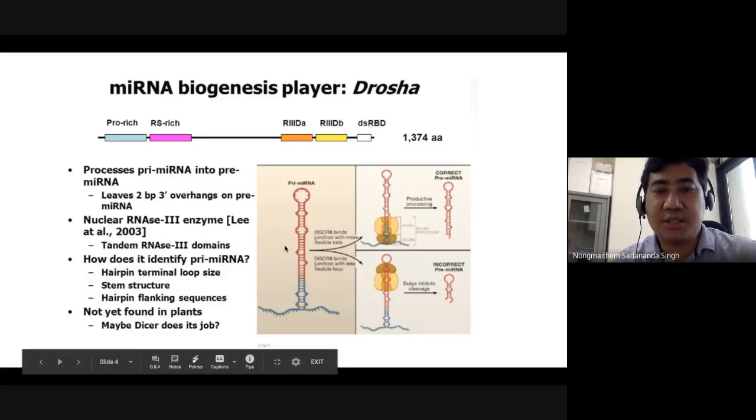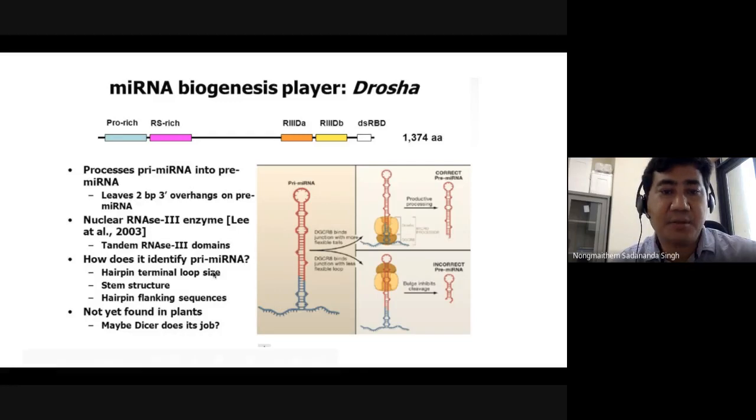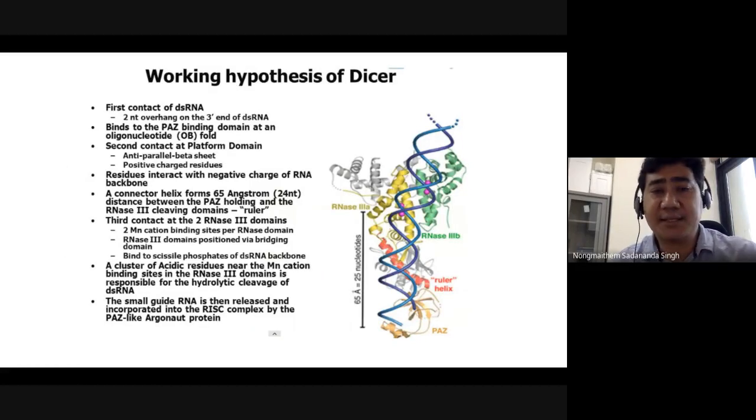Okay, so Drosha is an RNase III enzyme. It's an endonuclease, and it has two RNase III domains, and it cleaves. So it gives rise to a stem structure hairpin flanking the hairpin loop structure. And we had another RNase which is involved in processing the pre-miRNA in the cytoplasmic site.